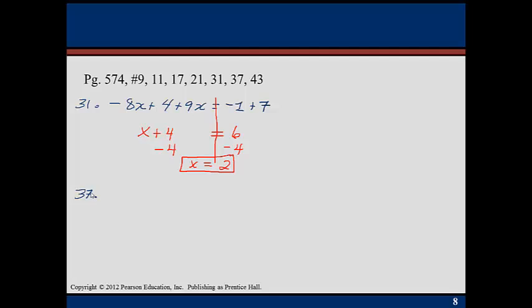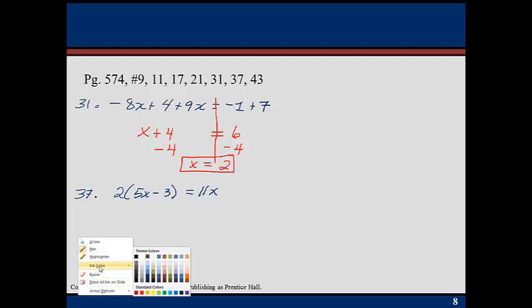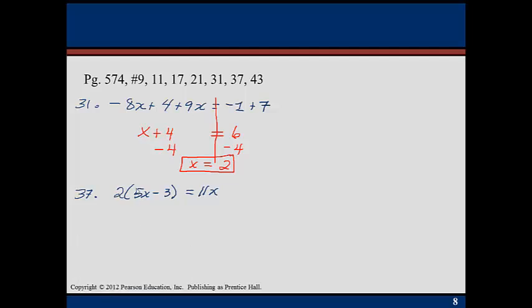And then 37, it says solve, but then it says first multiply to remove the parentheses. And we have 2 times 5x minus 3 equals 11x. So the first thing I want to do, if I ever see parentheses, I need to get rid of the parentheses, so I'm going to use the distributive property. Remember, that means that the number on the outside is going to be multiplied by every term on the inside. So 2 times 5x, well, that is 10x. And then 2 times negative 3 is negative 6. So I have 10x minus 6 equals 11x.